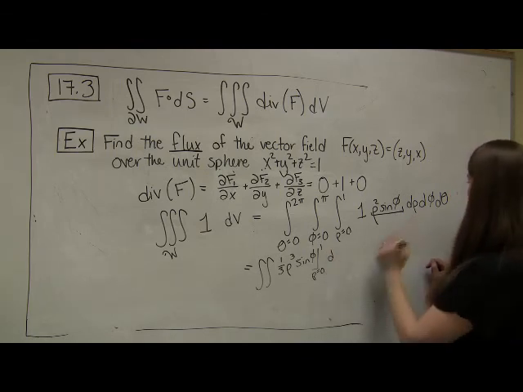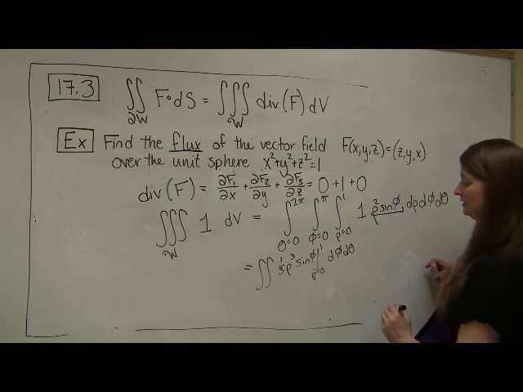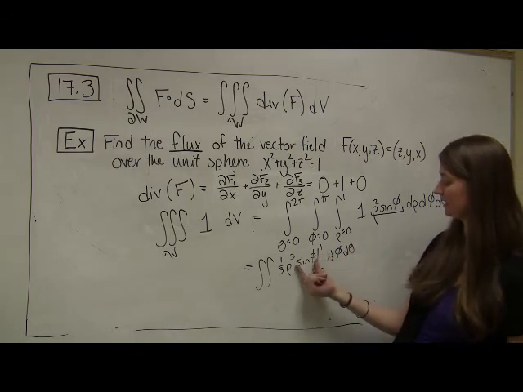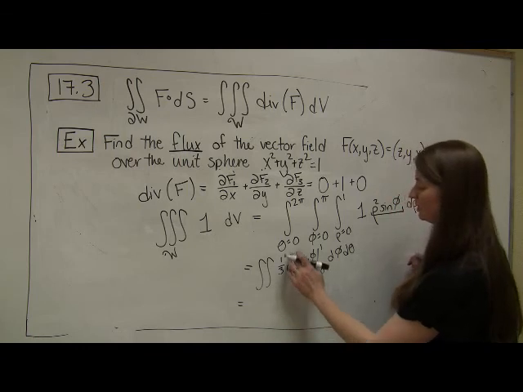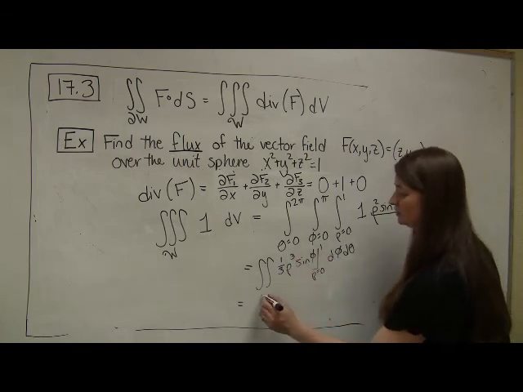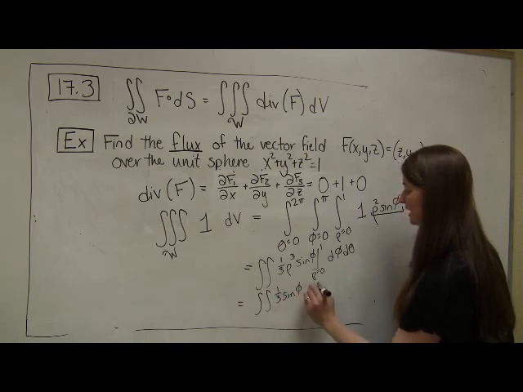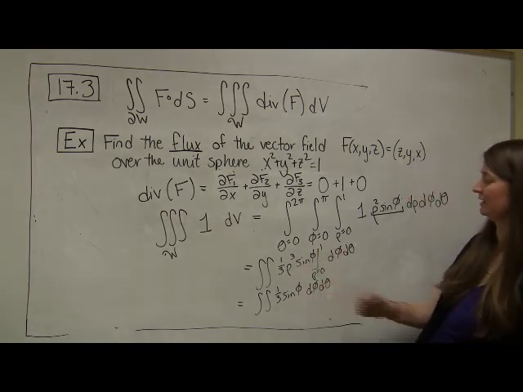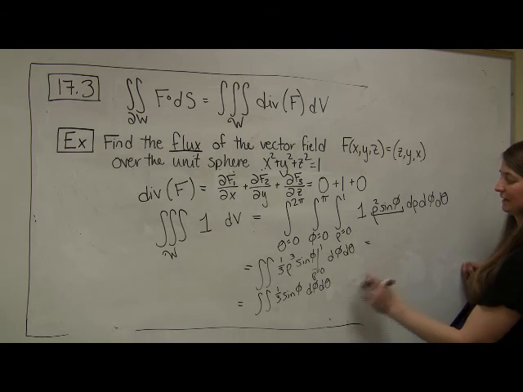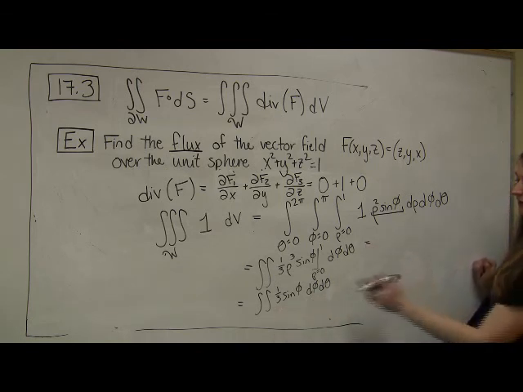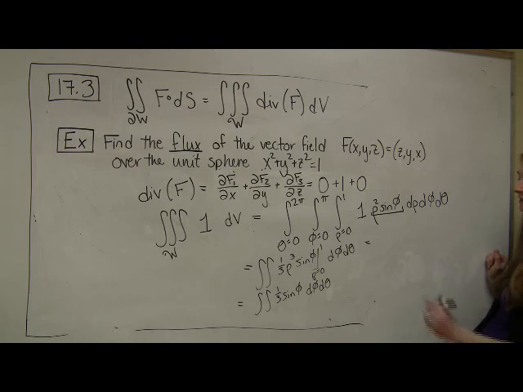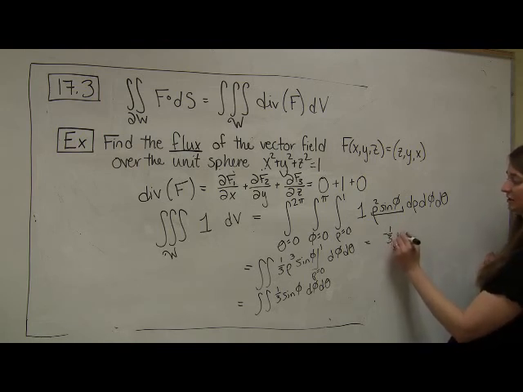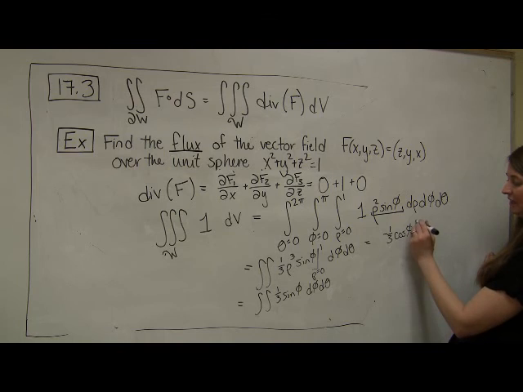I still have my outer integrals, d phi, d theta. Notice that my sine of phi is going to stay, and my rho turns into a 1/3. So now I'm integrating the double integral of 1/3 sine of phi, d phi, d theta. So I just simplified that a little bit. Let's move over here and keep going. When I integrate sine of phi, that becomes negative cosine, so I get negative 1/3 cosine of phi, evaluated as phi goes from 0 to pi.